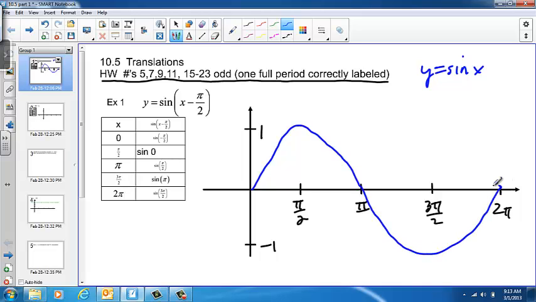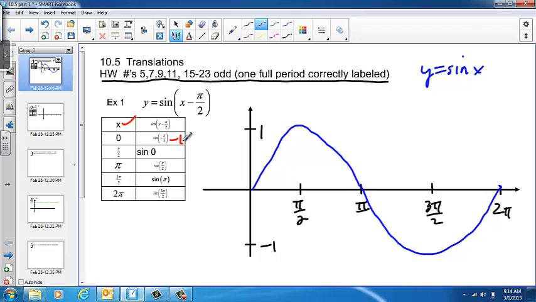And in order for us to graph the sine of x minus pi over 2, let's turn to our table here. So here's our input values for x. We're going to put these in for x, so we're going to subtract pi over 2 from the input value and then determine the sine of that value. So when x is 0, we're looking at the sine of 0 minus pi over 2, or the sine of negative pi over 2, which is negative 1.